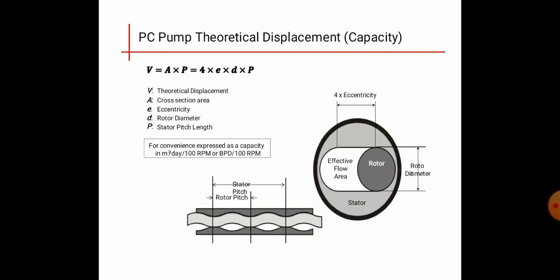The theoretical displacement or capacity of the progressive cavity pump is given by the product of area and stator pitch length, and that is equal to 4 into eccentricity E, rotor diameter D, and the stator pitch length P. The theoretical displacement is represented in meter cube per day per 100 rpm or barrels per day per 100 rpm. The eccentricity is the difference between the pitch of the rotor and stator.